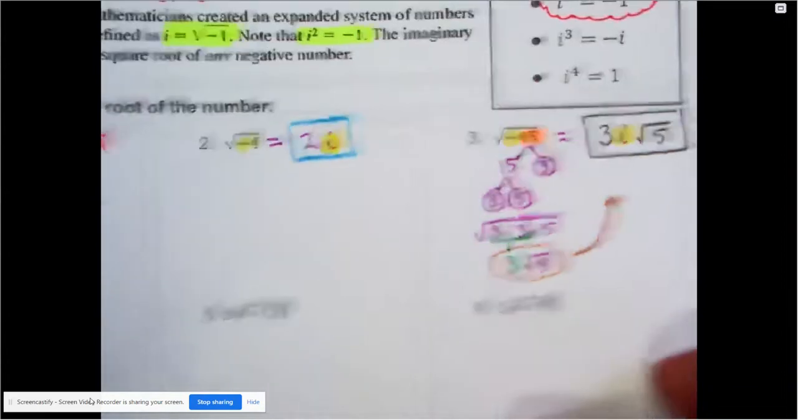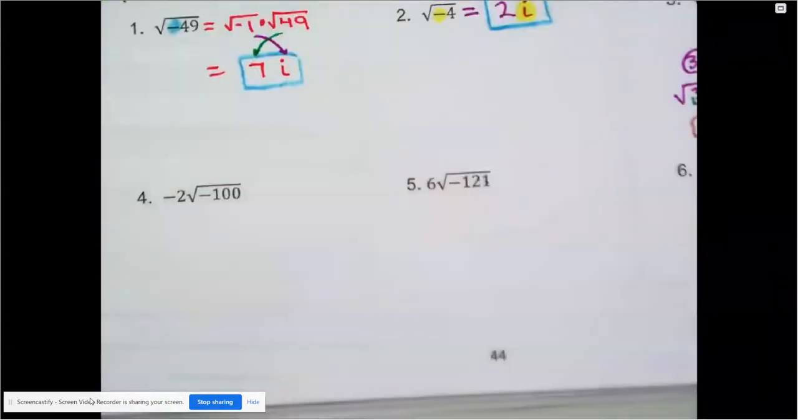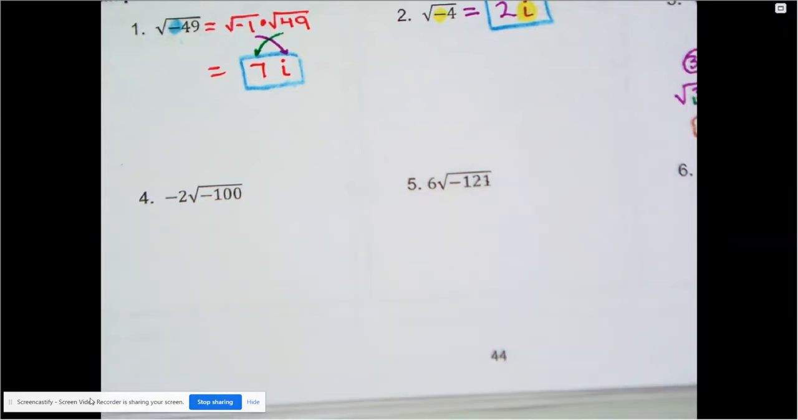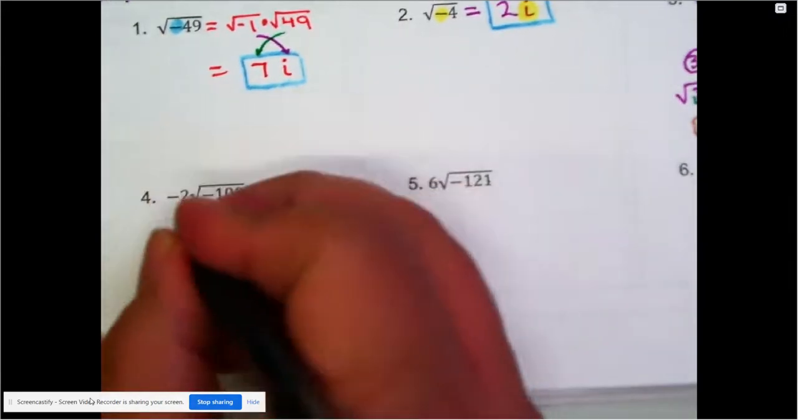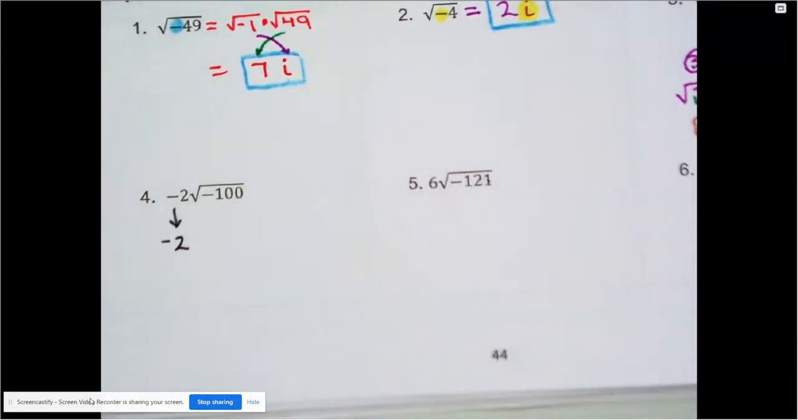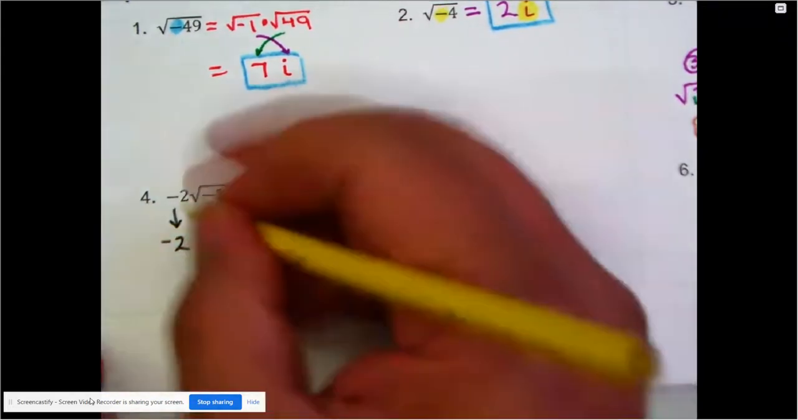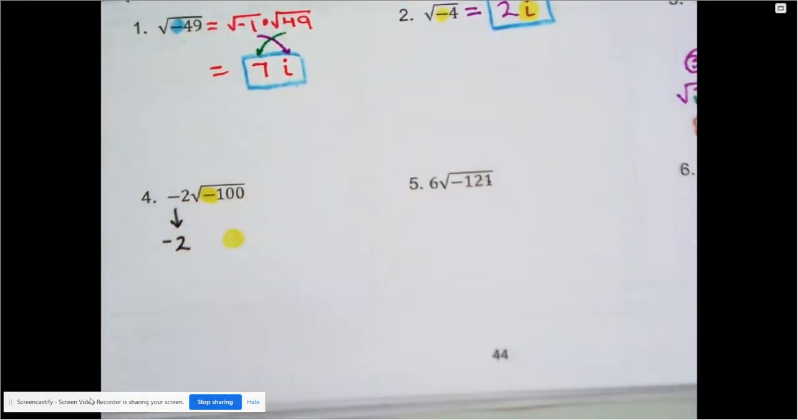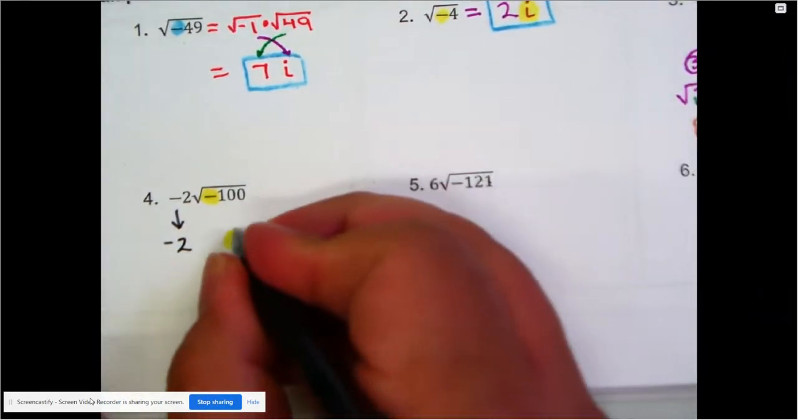All right, let's keep going. Just a couple more problems on this page. Now, this one has an outside value. We dealt with that the other day too. We said, if you have an outside value, then just leave it out there. Then I keep looking and I go, hey, there's a negative in there. All right, that's fine. I know how to handle that. That just means I'll put an i.